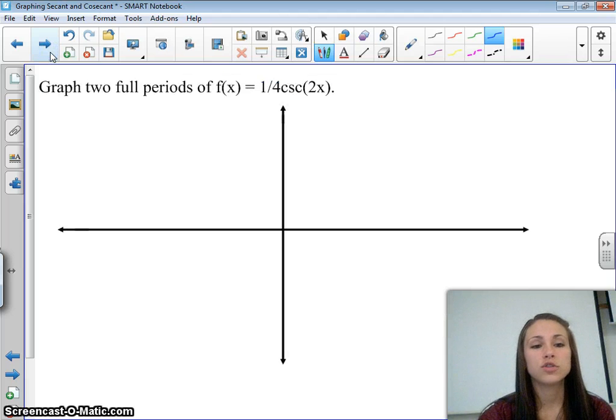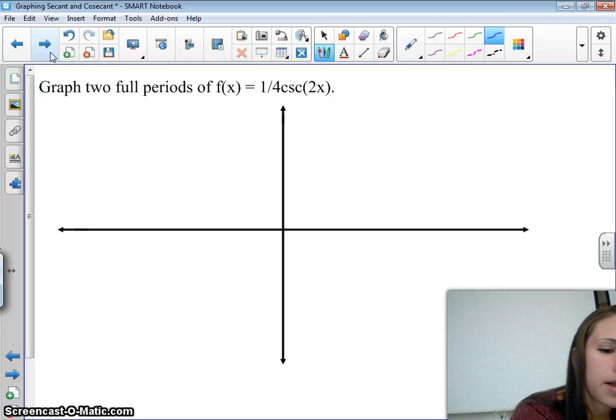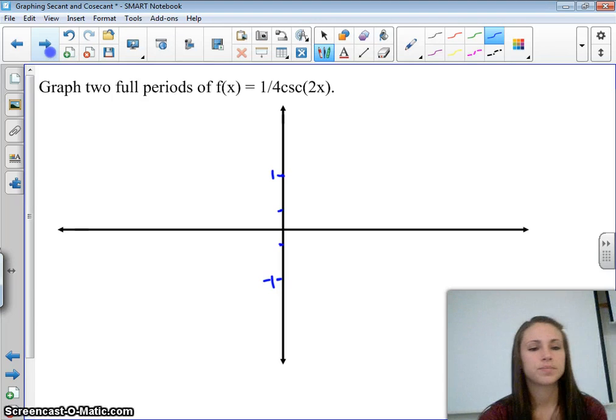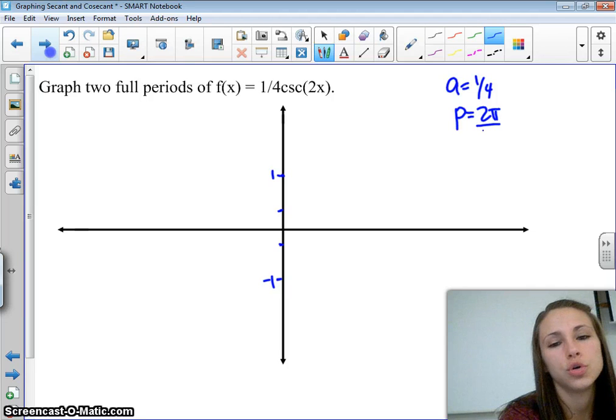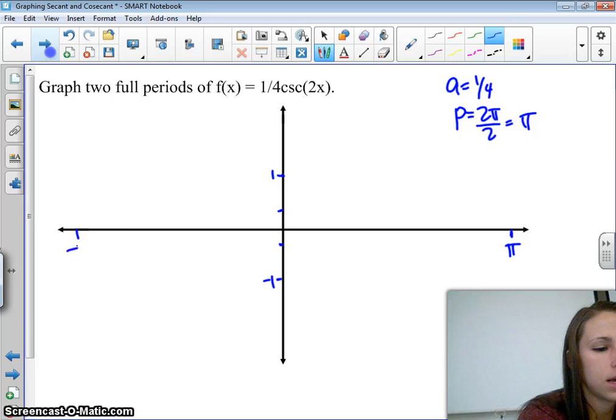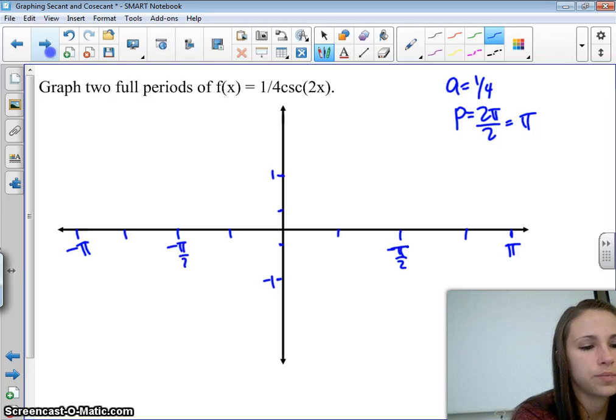Now, we want to graph 2 full periods of this cosecant graph. So this is going to be, I'm going to say this is 1, negative 1. So 1/4 we'll just pretend is like there. Alright, so amplitude is 1/4. Period is 2 pi over 2. So that's just pi. So out here I'm going to put a pi and a negative pi. Divide it into 4. And so this would be pi over 2 and negative pi over 2.